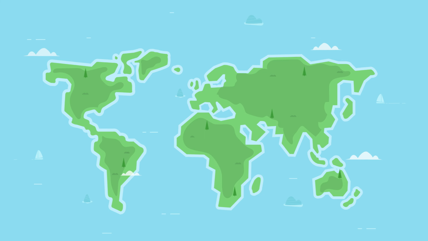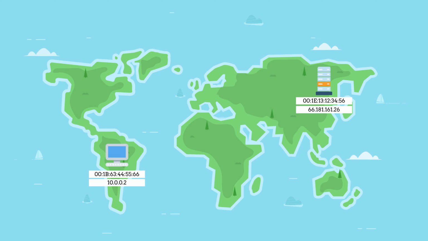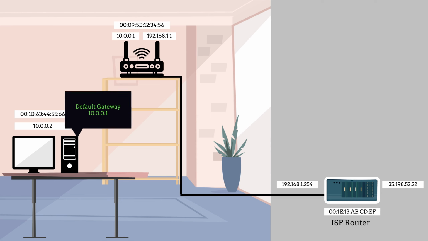Let's consider another scenario where a computer in your home wants to connect to a server on the internet. The computer doesn't know the server's MAC address because they are not on the same local network. What it does know, however, is the server's IP address because IP addresses are used for device identification on the internet. When the computer sends out its request to connect to the server, it doesn't send the request directly to the server. Instead, it sends the request to its default gateway, which is typically your home router.